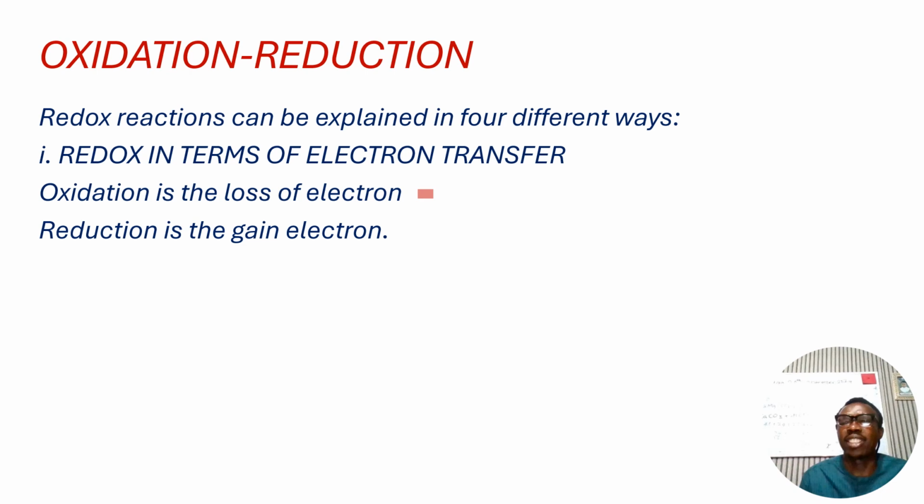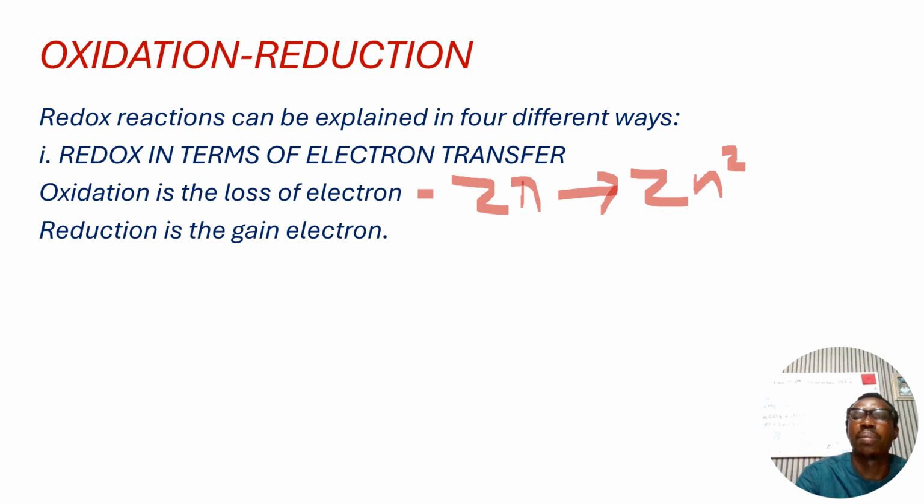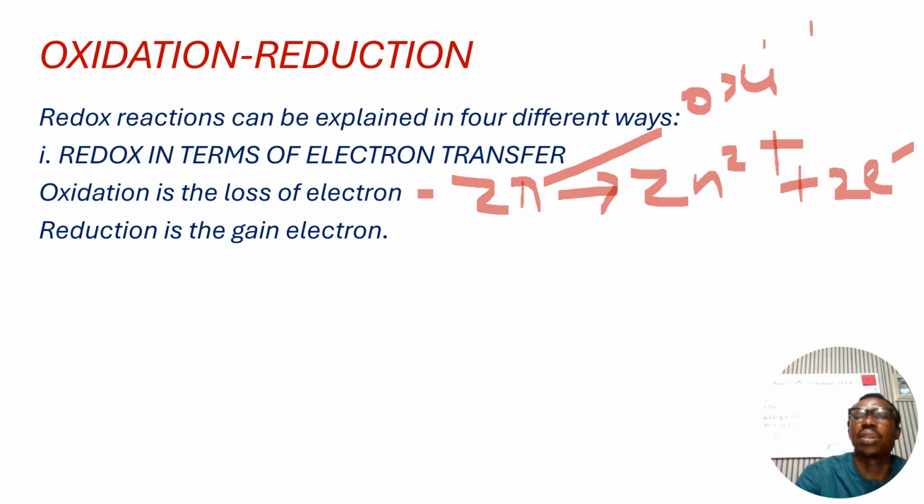Highly reactive metals like zinc ionize by losing electron to give you what? Zinc ion plus 2e minus. So zinc is what? Oxidized. Zinc is oxidized, which is the loss of electrons. So it loses electron to form zinc ion. Then reduction is the gain of electron.